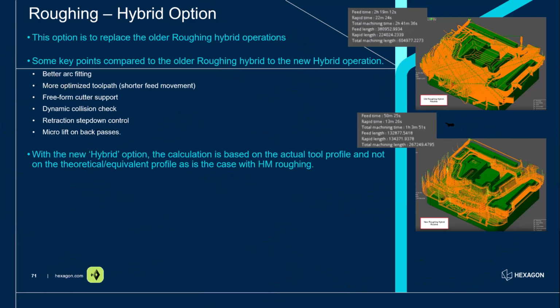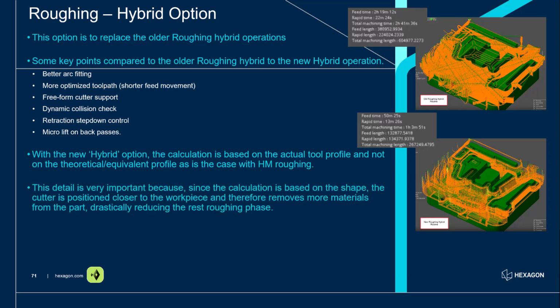With the new hybrid option, the calculation is based on the actual tool profile, and not a theoretical equivalent profile as the older roughing hybrid. This detail is very important since the calculation is based on the shape of the cutter and its position closer to the workpiece, and therefore removes more material from the part, drastically reducing the rest roughing phase.